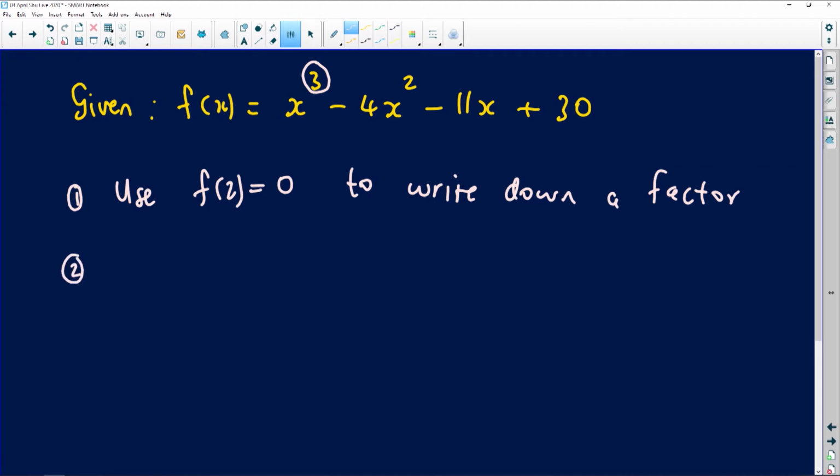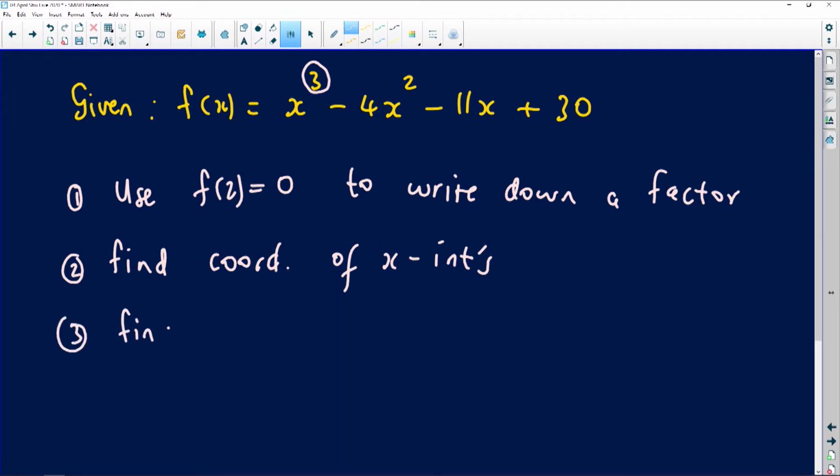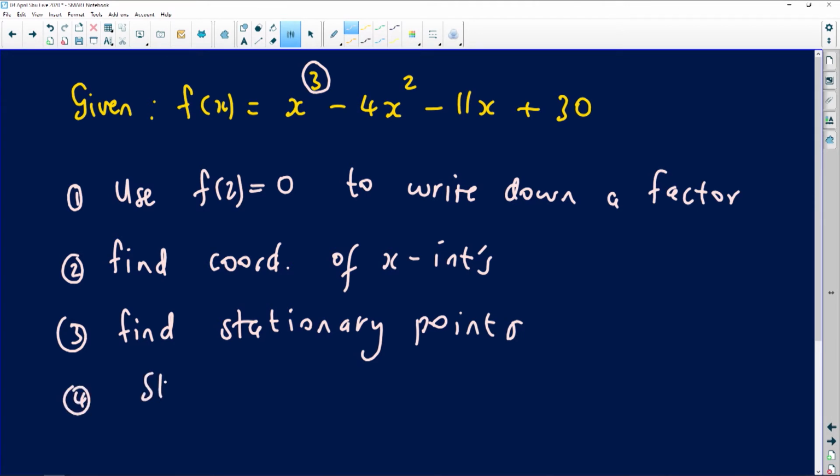The second question is asking you to find or calculate the coordinates, very important, of the x-intercepts. Beautiful stuff. And the third question is asking us to find the stationary points of this graph. No complications there. And they're asking us to sketch the graph. They want us to sketch the graph.